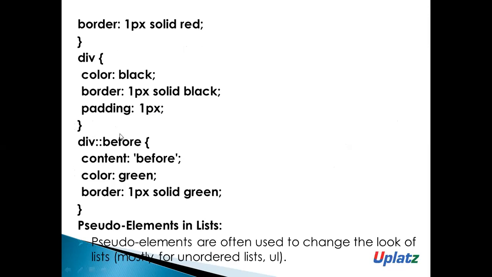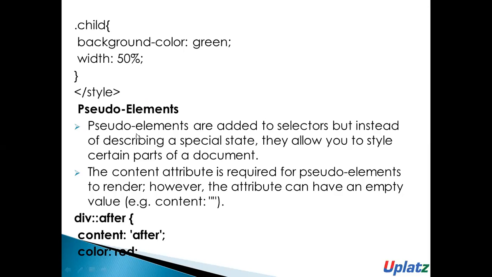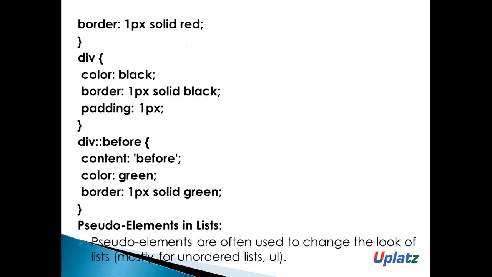So div before content color green, border is 1px solid green. These are the pseudo elements before and after. Next, the pseudo elements in lists. They are often used to change the look of the list, mostly for unordered lists, just like UL.